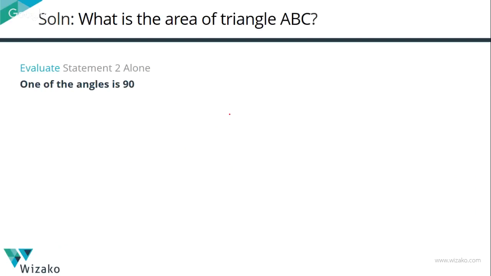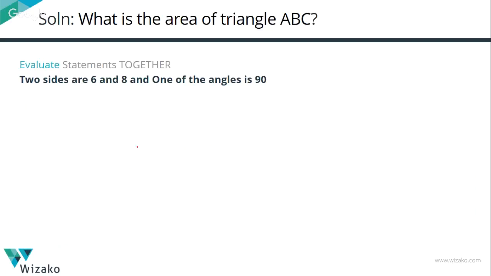Read only statement 2. If one of the angles is 90, it's a right triangle. There could be umpteen right triangles. Each one has a different area. Statement 2 is not going to give you a unique answer. Rule out choice B. What we are down to is C or E. Let's combine the two statements. Now it's very promising. The two sides are 6 and 8. One of the angles is 90. Obviously, the triangle that we are talking about is a 6, 8, 10 right triangle, right? So the area can be found out. It is unique. So I'm going to go with C as an answer.